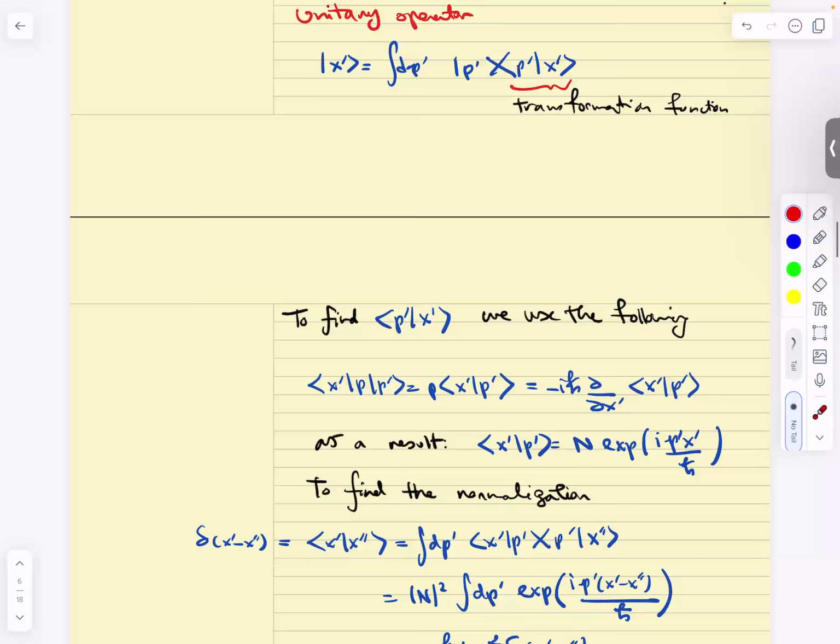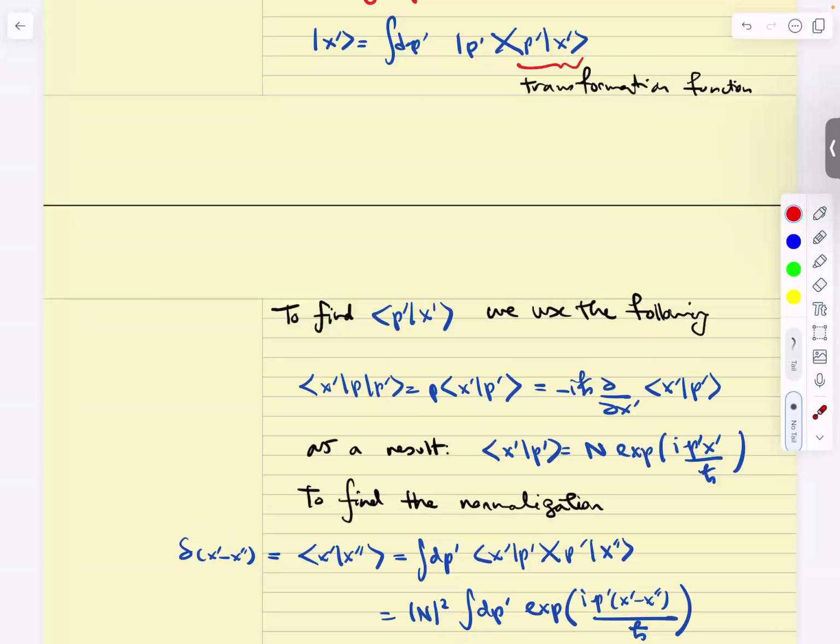Okay, so what is the bracket P prime X prime? That's what we want to calculate. If I tell you what bracket P prime X prime is, I've told you how to go in between the two pictures. There's a simple way to calculate this.